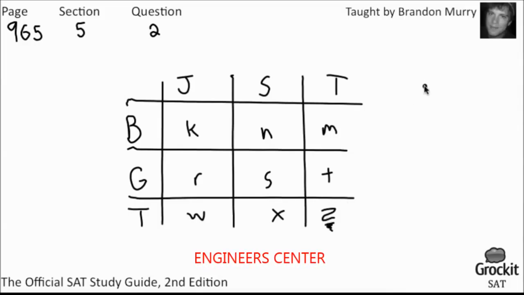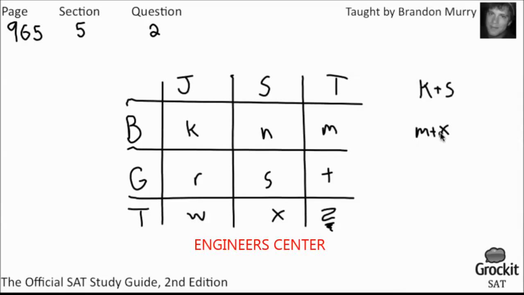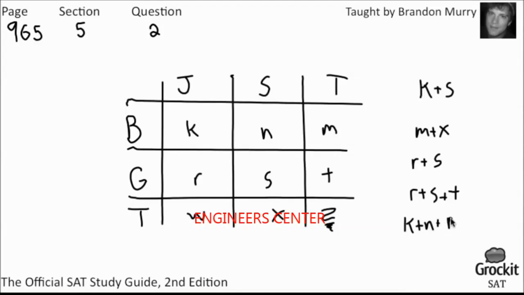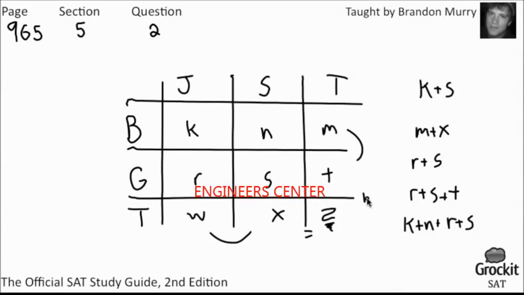All right, and then it's got a number of answer choices. This is k plus s, m plus x, r plus s, r plus s plus t, then k plus n plus r plus s. So what is equal to z? Well, we have w plus x is equal to z, m plus t is equal to z. That's how we get this total z here, right? Well, we don't see any of those in these answer choices, do we? W plus x, no, no. M plus t, no, no, no.